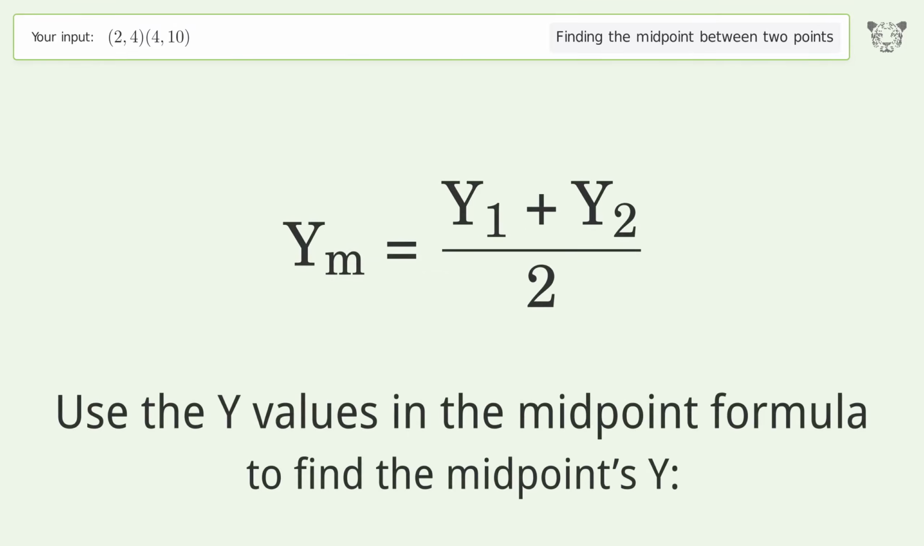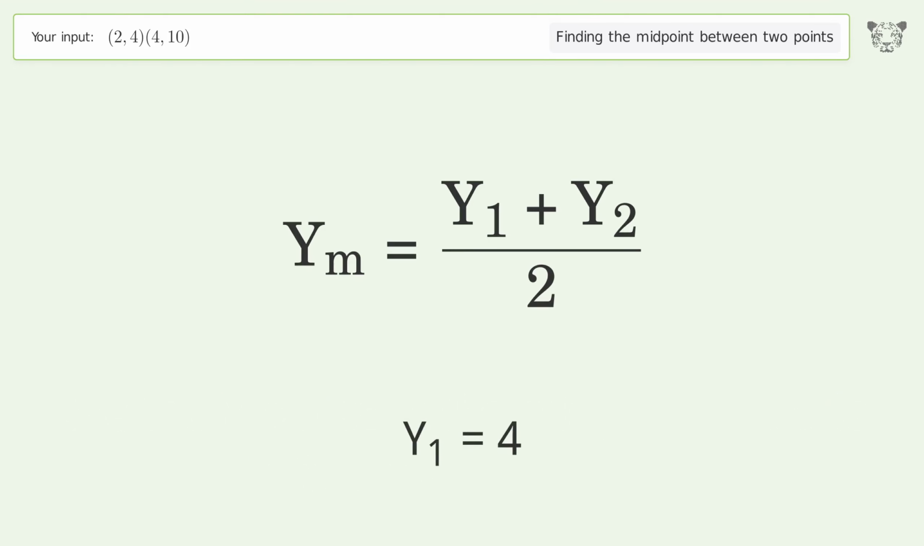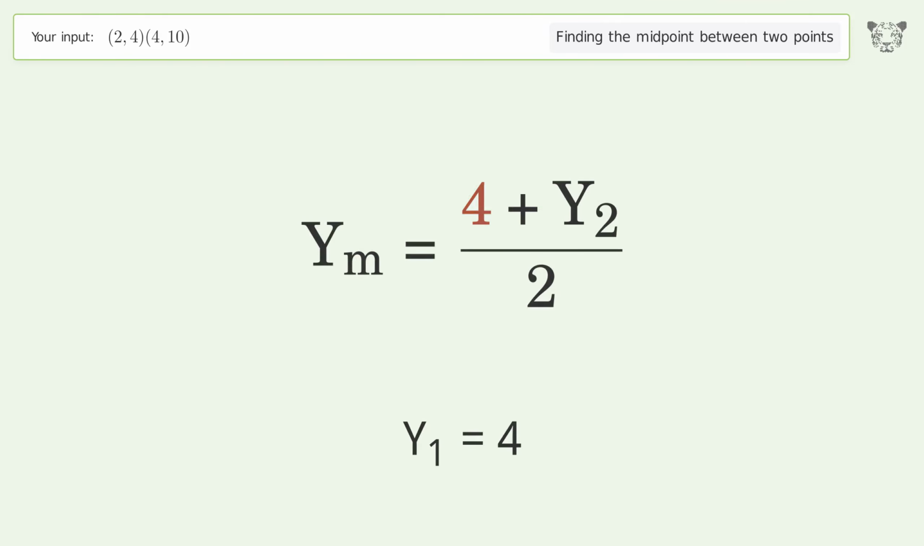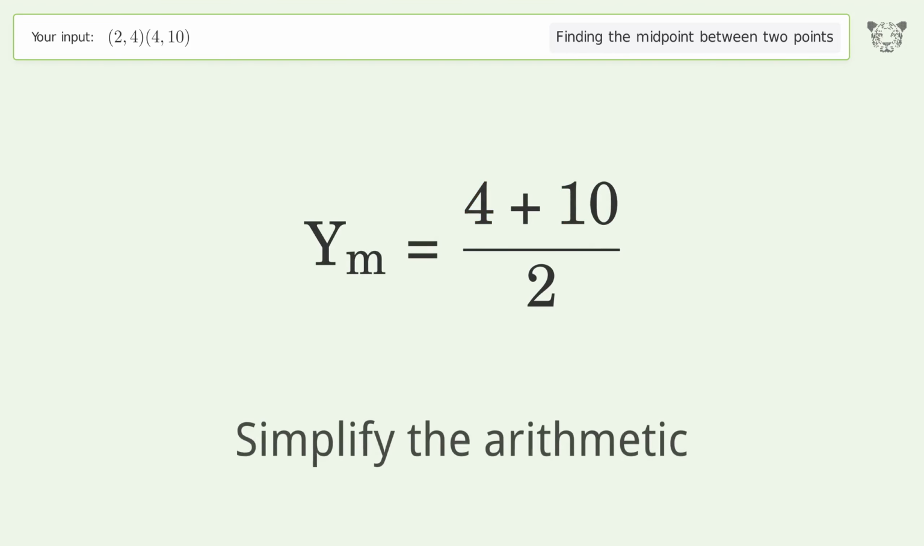Use the y values in the midpoint formula to find the midpoint's y. y1 equals 4. y2 equals 10. Simplify the arithmetic.